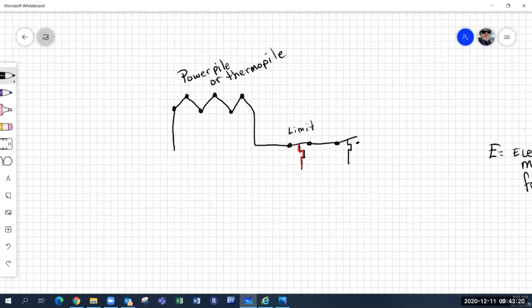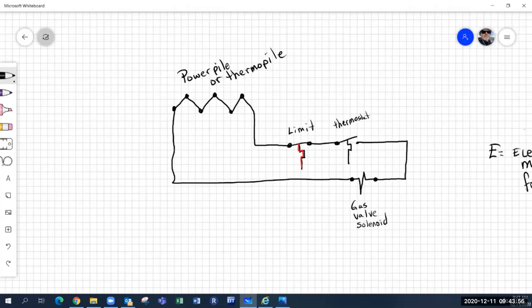And once that closes, I'm going to run this a little farther, and I'm going to put a gas valve coil or a solenoid right here. So this is a thermostat. This is a gas valve. And then I've got to run it back to the power source. Just like that. So that would be a series circuit, yes? Does everybody see the big circle? It is a series circuit.